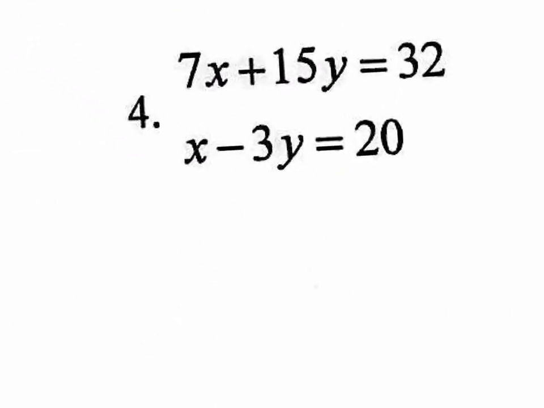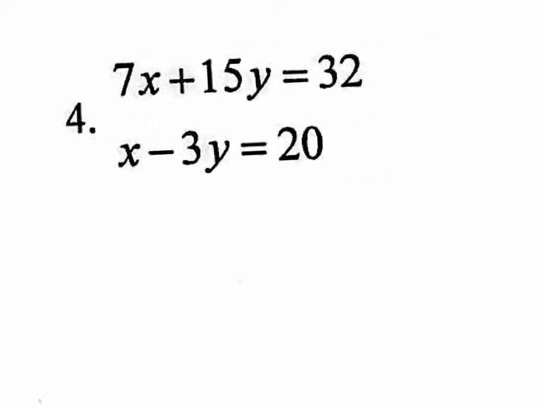All right, number 4. What do you say? Multiply the bottom by 5. Multiply the bottom one by 5. That's a great choice. Now, let's say you were fixated on canceling out x's. What would you have to multiply by to cancel out x's? The bottom one by negative 7, right?